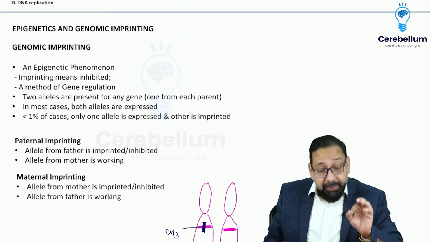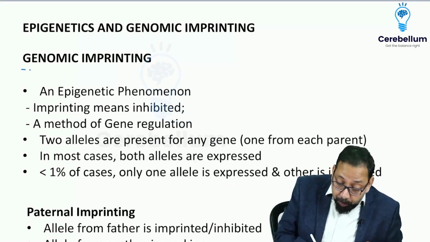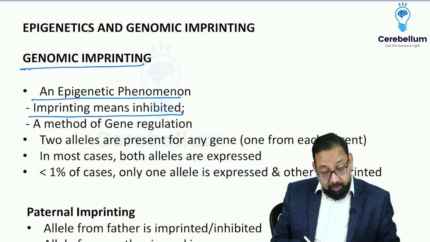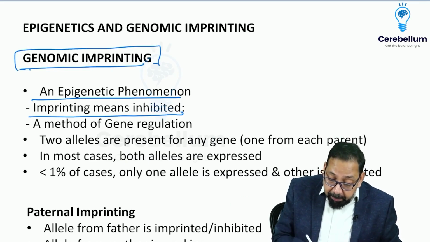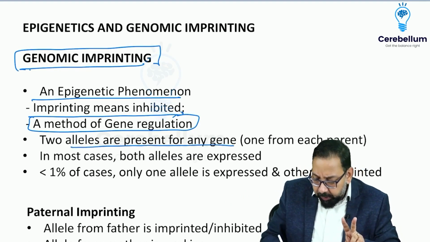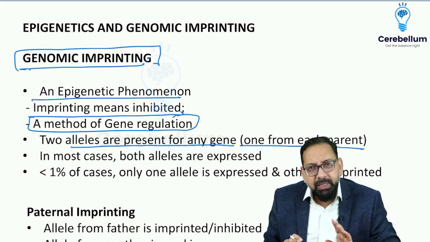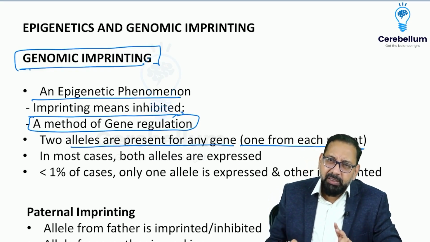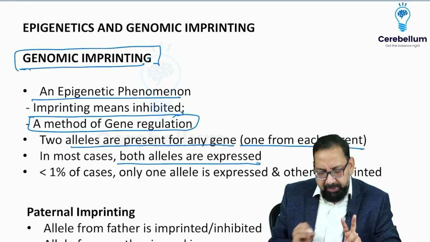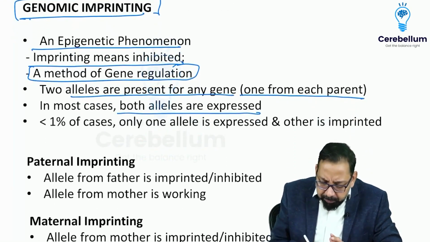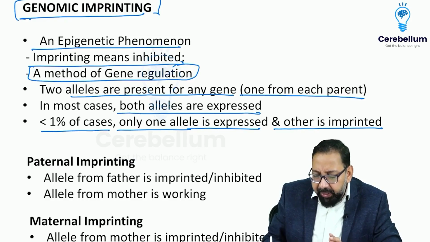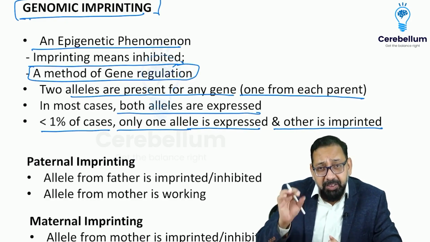Now, epigenetics and genomic imprinting. Genomic imprinting is an epigenetic phenomenon. Imprinting means inhibited. This genomic imprinting is a method of gene regulation. Two alleles are present for any gene, one from each parent. We know that in our body, each and every gene has two alleles and in most cases, both alleles are expressed. But in less than 1% of cases, only one allele is expressed, the other is imprinted. Imprinted means kept in an inhibited state.